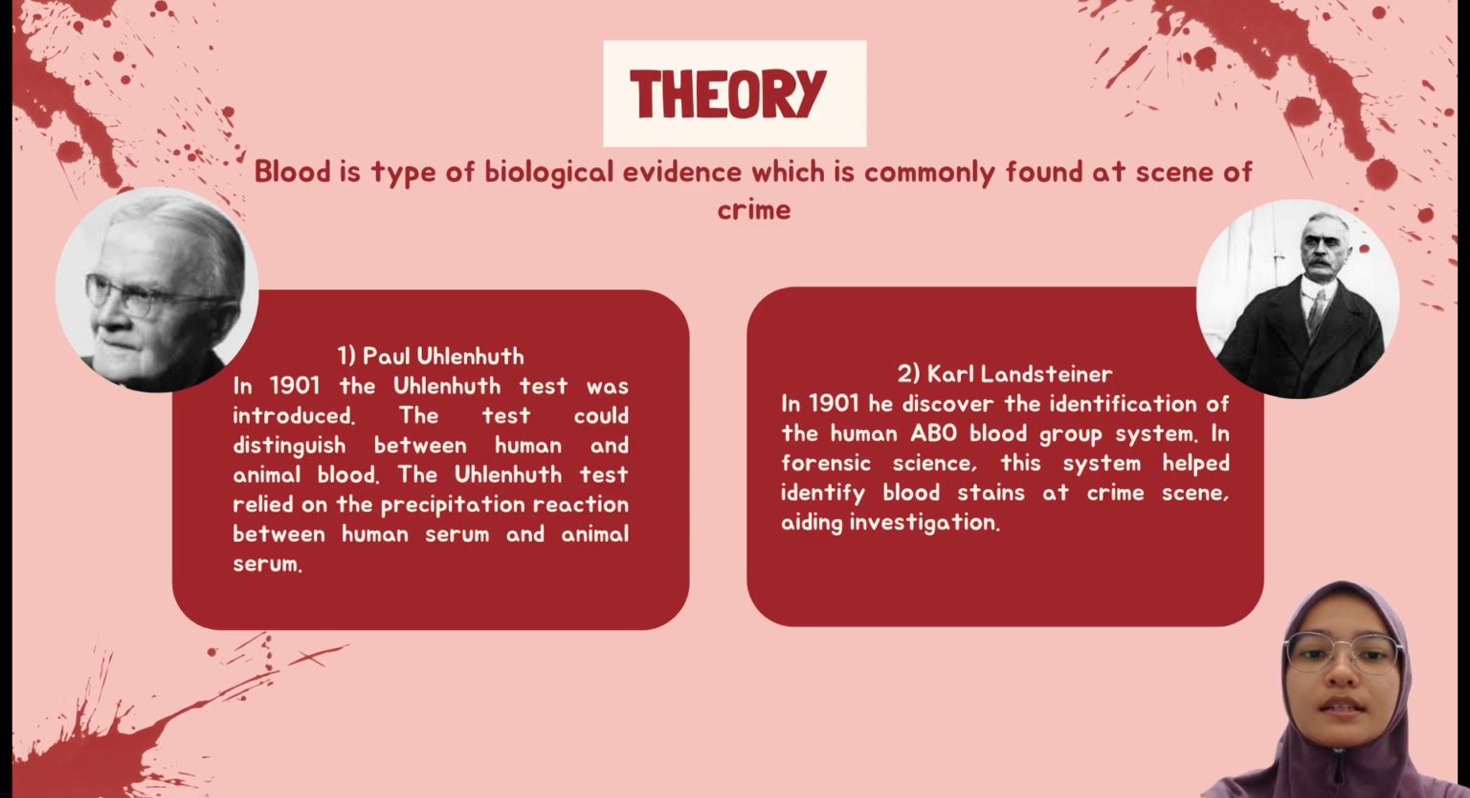The second scientist is Karl Landsteiner. In 1901, he discovered the identification of the human ABO blood group system. In forensic science, this system helped identify blood stains at crime scenes, aiding investigation. It also analyzed blood chemicals and defined genetic differences between individuals.